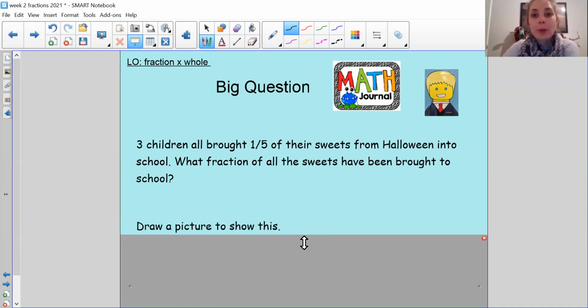Right, so we're going to draw a picture to describe it as well. So see if you can even draw a picture to show how you would work that out. You have 3 children, they each bring in a fifth of their sweets. See if you can show me how you would work that out.